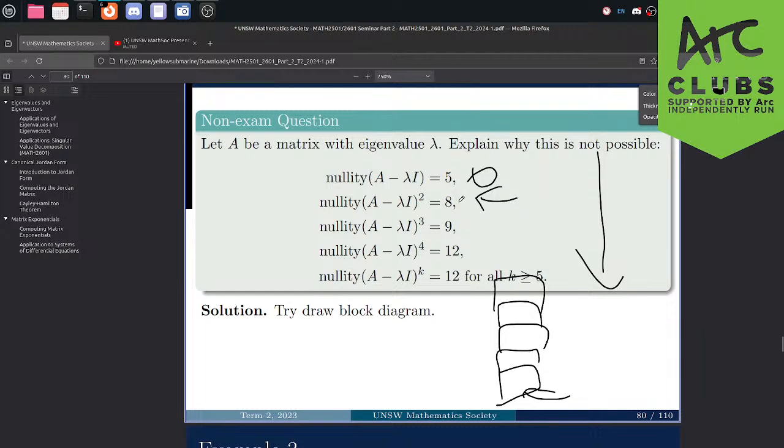5 increases to 8 by 3, so I'm going to put 3 more blocks here. Now I have 8 blocks. And then when I go from 8 to 9, I'm going to add 1 more block, 9. At this point, if we were to stop here, this is your Jordan block diagram. This is your geometric multiplicity, this here.